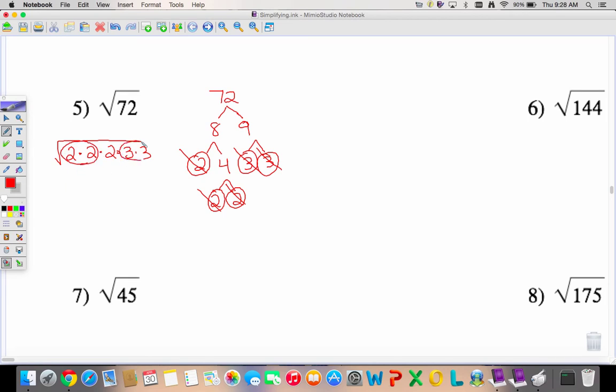I have a pair of 2's, and I have a pair of 3's. So I'm going to write the 2 down once, cross it out. 3 down once, cross it out. All I have left in my square root is this 2 right here. Here you can simplify it because that says 2 times 3, and that's easy because 2 times 3 is 6. You still have your square root, you still have your 2. So the square root of 72 simplified is 6 square roots of 2.